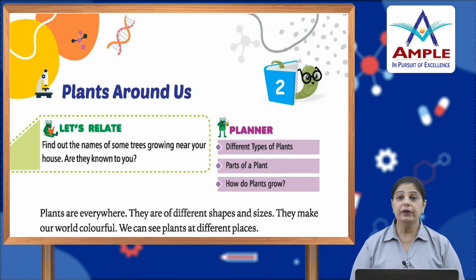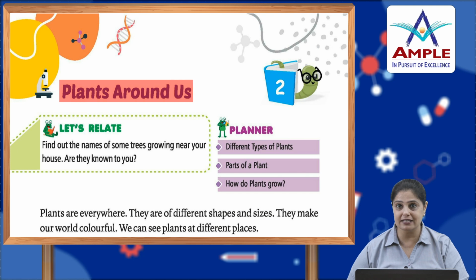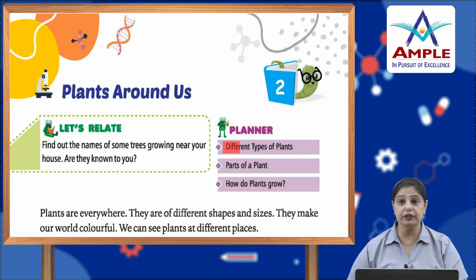So children, we have already known about the living things, the non-living things, natural things, man-made things. Now in this chapter, we are going to talk specifically about one of the living things present in nature, and that's a very important part of our life. It is about the plants around us. In this chapter we plan to cover different types of plants, parts of a plant, and we are going to look at how plants grow.